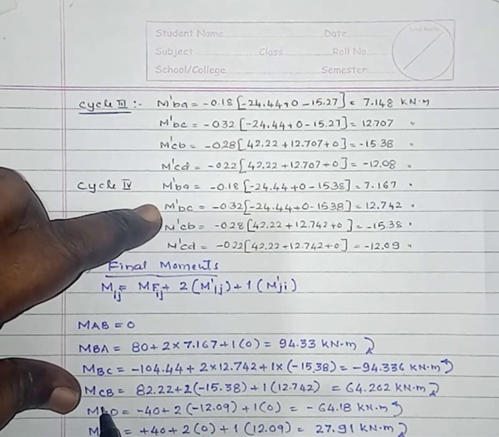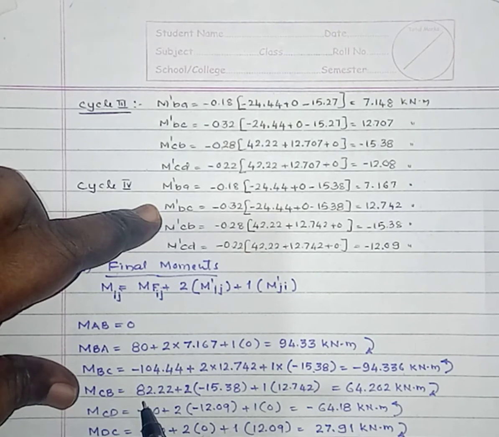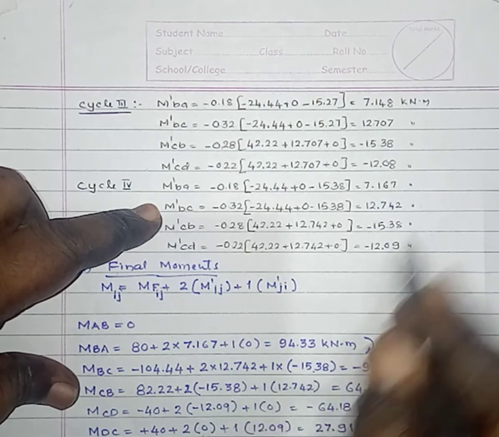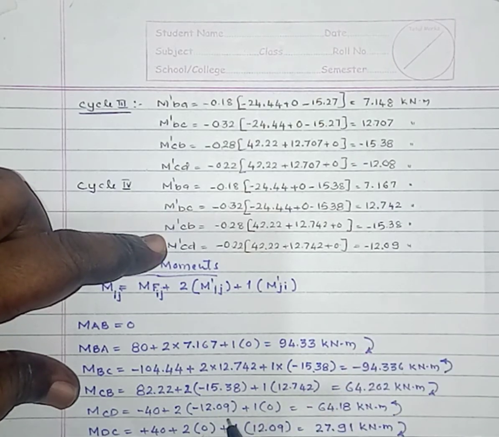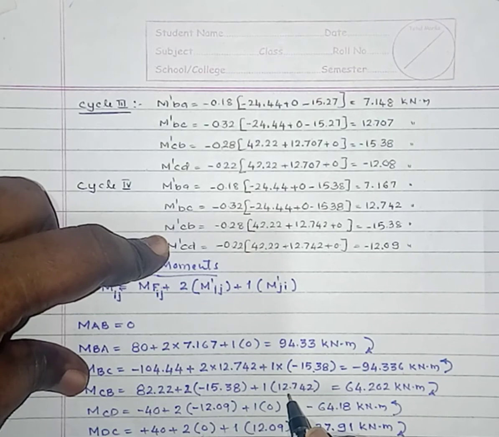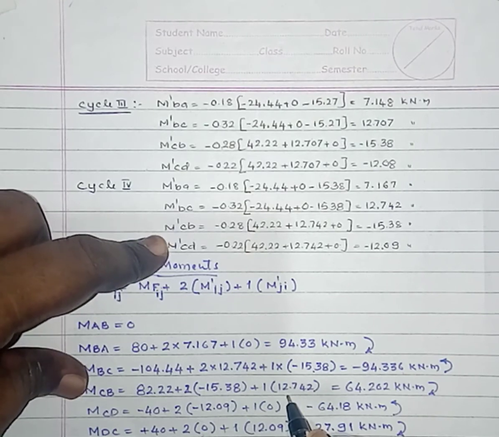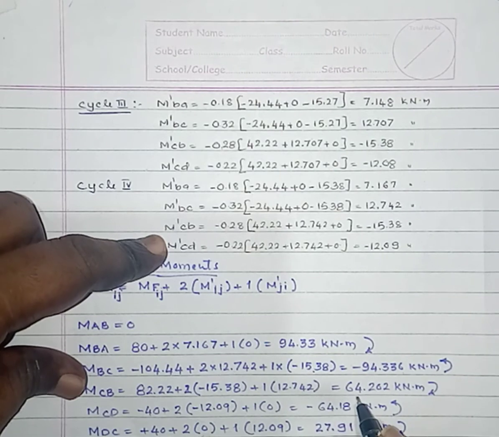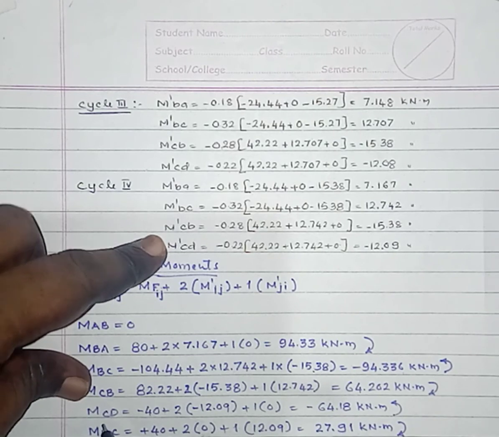Then MCB, the fixed end moment is 82.22 plus 2 times m dash CB, that is 2 into minus 15.38, just now we have calculated, plus 1 times far end, that is BC, that one is 12.742. After simplification, you will get 64.202 kilonewton meter in clockwise direction.